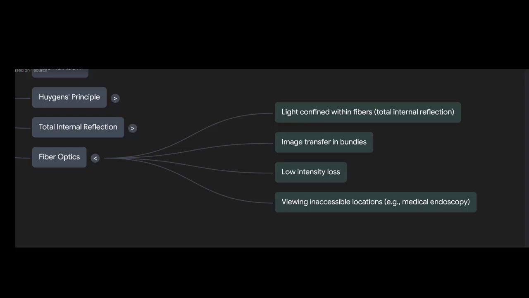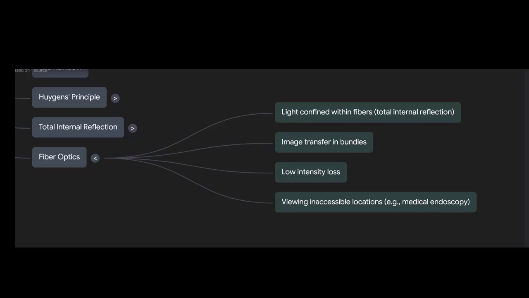Yeah, amazing application. Doctors can thread a thin bundle of fibers into the body, say down the esophagus, to look at the stomach. How do they see? Usually some fibers in the bundle carry light down to illuminate the area. Like tiny flashlights. And other fibers in the same bundle capture the reflected light from the stomach wall and carry that image back up to an eyepiece or a camera. It lets them see inside without major surgery. Incredible. From Newton wondering about particles to sending images through glass threads using trapped light.